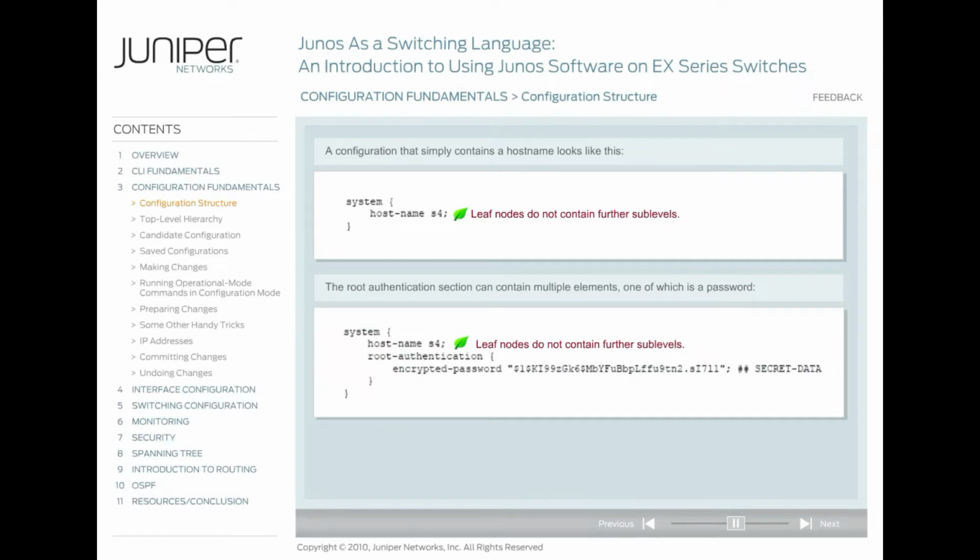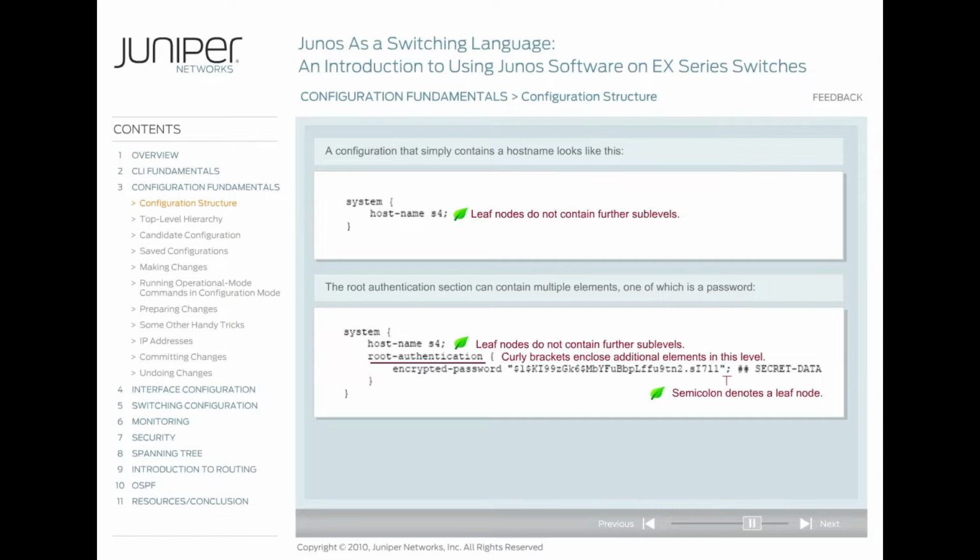For example, consider what happens when we add a root password to the system configuration. In this case, the root authentication section can contain multiple elements, one of which is a password. Therefore, the root authentication element is followed by curly brackets that enclose the elements within the root authentication hierarchy. In this case, the only member is the encrypted password element, which is a leaf node and is terminated with a semicolon.